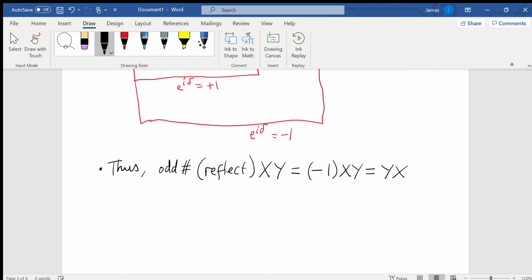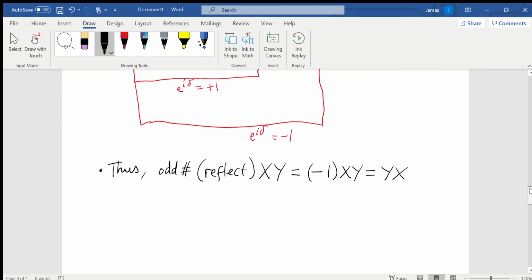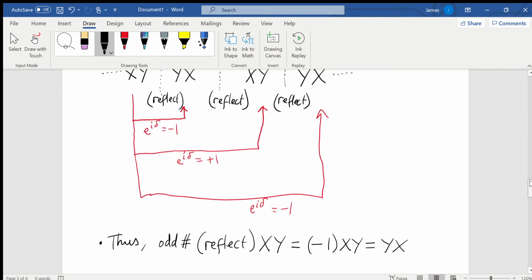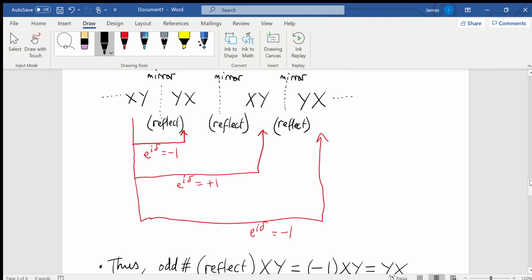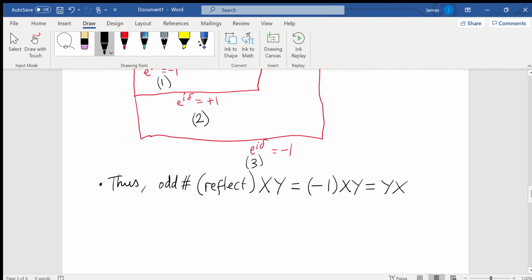Okay, so we can see that in the diagram above. Odd number of reflect acts, let's say 1 and 3. So here we've got a number 1 tuple, a number 2 tuple, a number 3 tuple. So the odd ones are 1 and 3. So they give us an e to the i delta of negative 1, which gives us that inverted image, as shown here.